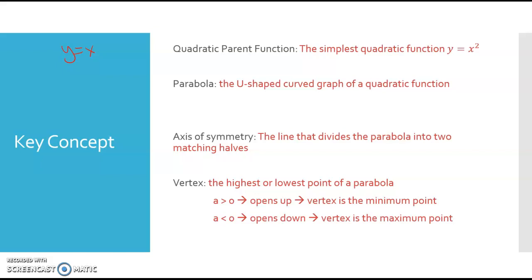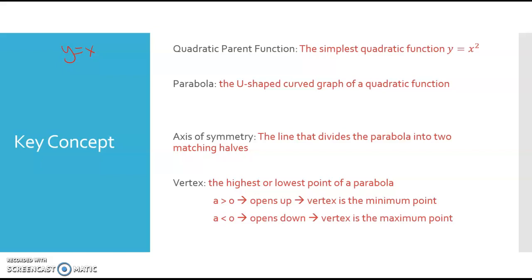The graph of a quadratic is called a parabola. That's the U-shaped curve. We have what is called an axis of symmetry. That's a line that divides the parabola into two matching halves. So quadratics are symmetric. We can't say lines are symmetric because there's no middle to fold the line in half. But we can fold a parabola in half, and it's because it's a U shape. So we have that axis of symmetry.